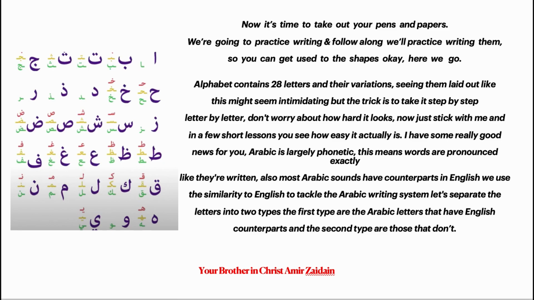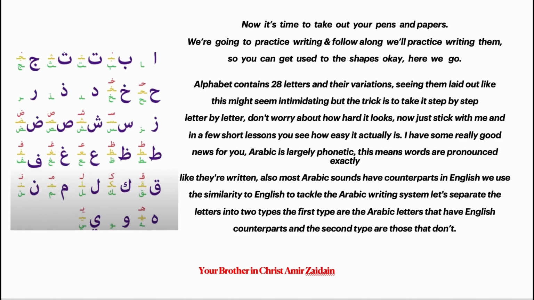Now it is time to take out your pens and papers. You are going to practice writing and follow up practicing so you can get used to the shapes over time. The alphabet contains 28 letters and their variations. Seeing them laid out like this might seem intimidating, but the trick is to take it step by step, letter by letter. Don't worry about how hard it looks. Just stick with me and in a few lessons you'll see how easy it actually is.